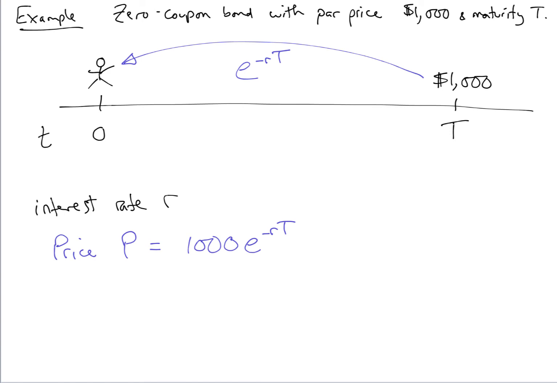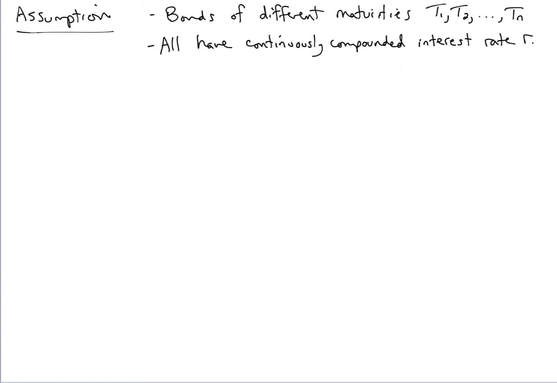Now, let's make the problem more interesting and assume that we have many such zero coupon bonds. So we have a zero coupon bond for each of these different maturities, T1, T2, up to Tn.